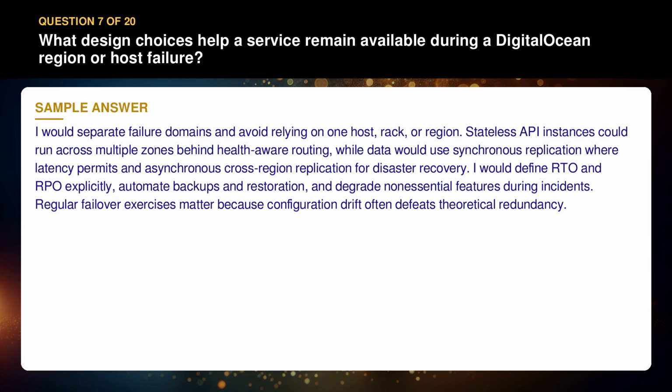Stateless API instances could run across multiple zones behind health-aware routing, while data would use synchronous replication where latency permits and asynchronous cross-region replication for disaster recovery. I would define RTO and RPO explicitly, automate backups and restoration, and degrade non-essential features during incidents. Regular failover exercises matter because configuration drift often defeats theoretical redundancy.